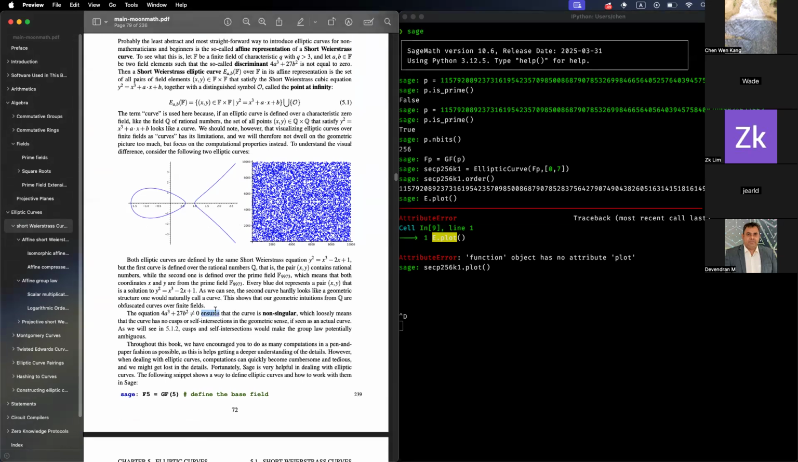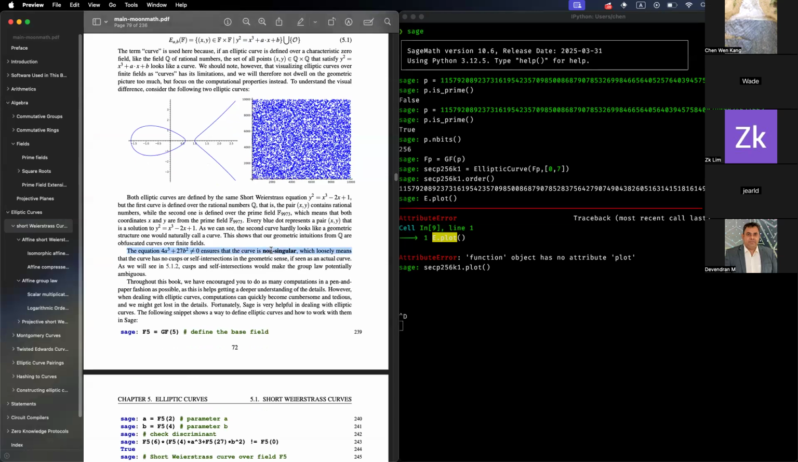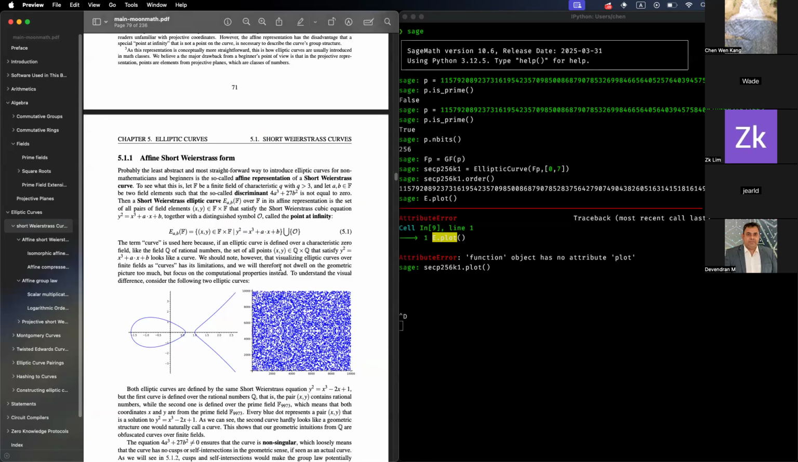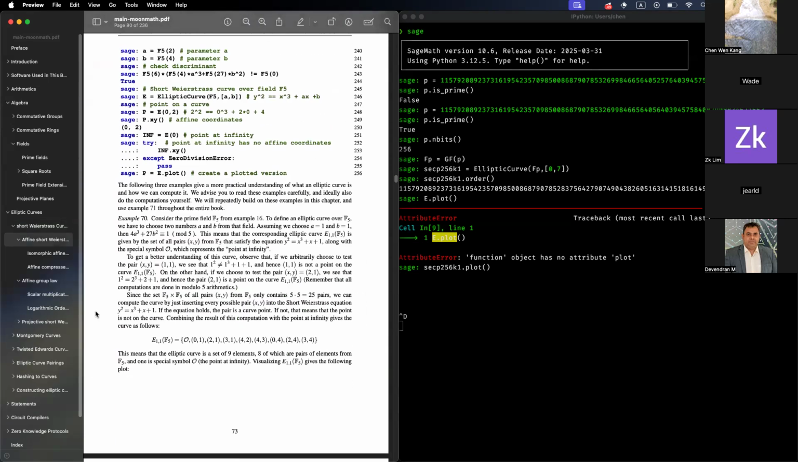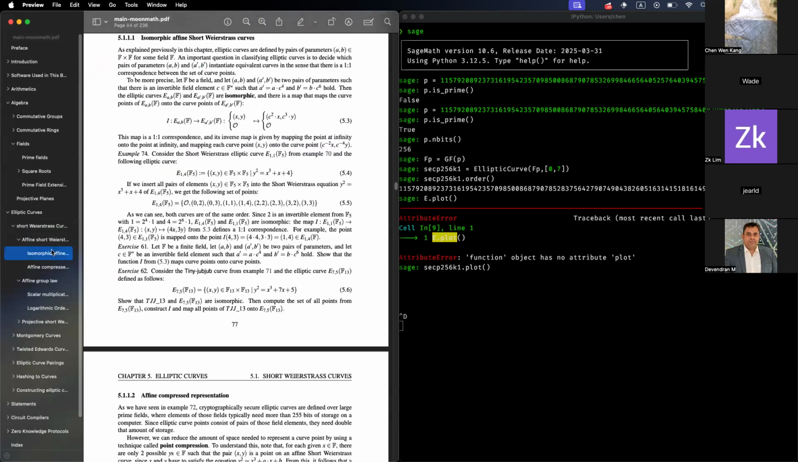Yeah, here it does explain it. There you go. The equation ensures that the curve is non-singular, which loosely means the curve has no cusps or self-intersection in the geometric sense, even if seen as an actual curve. So yes, let's continue. Stop me anytime if you have any questions, please.